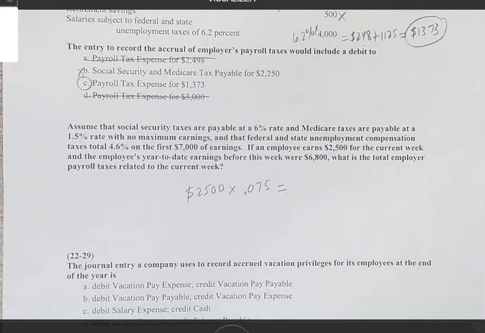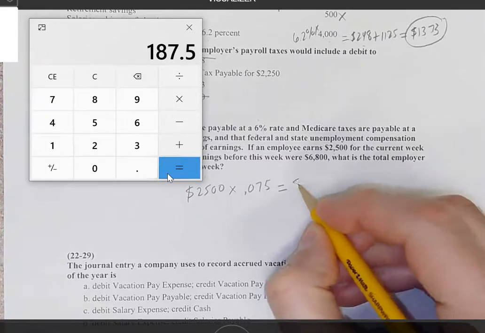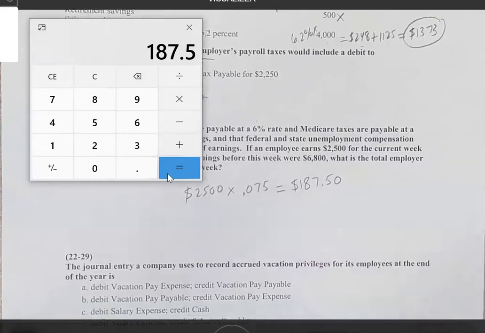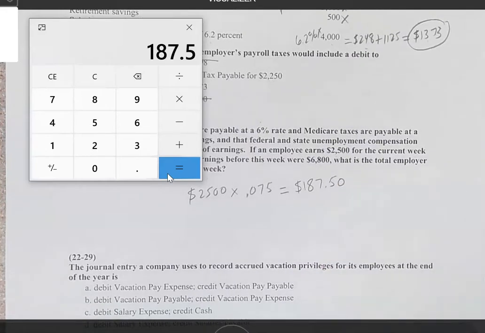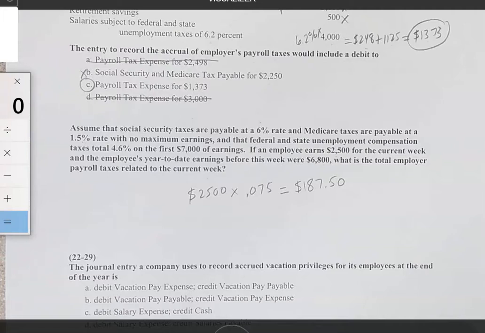And what we're talking about with this is the employer's portion of Medicare and Social Security. 2,500 times 0.075 equals $187.50. But that's not our answer, because we're not finished quite yet.